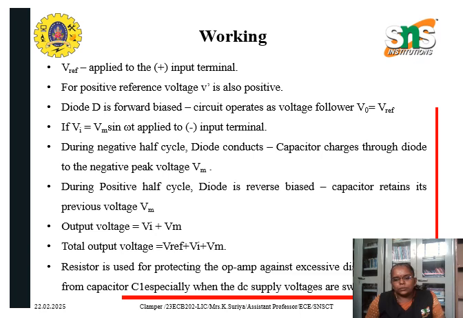The resistor is used for protecting the op amp against excessive discharge from the capacitor C1, especially when the DC voltages are switched.